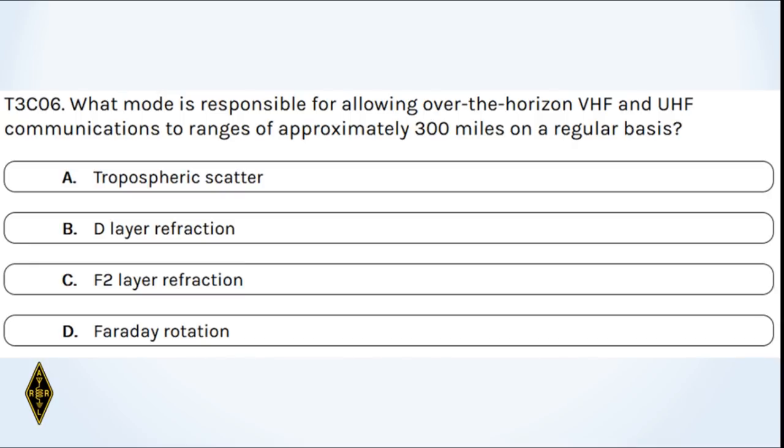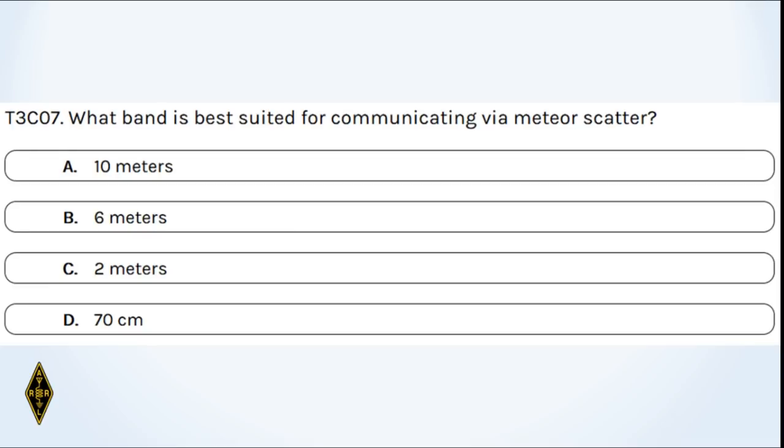And what mode is responsible for allowing over-the-horizon VHF and UHF communications to ranges of approximately 300 miles on a regular basis? That from the VOA, from Baguio to Poro Point, using TROPO, tropospheric scatter. And what band is best suited for communicating via meteor scatter? Had to do with the wavelength. It was just the right size for the meteor's trail or tail. 6 meters. 6 meters for meteors.